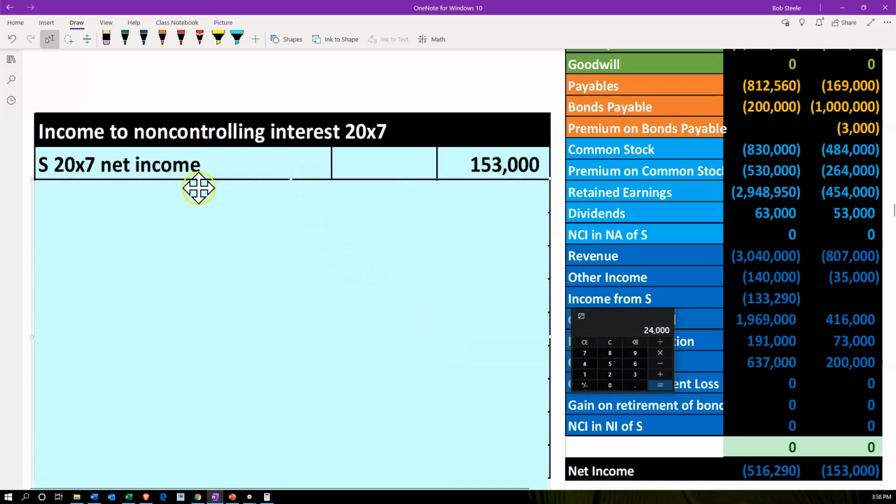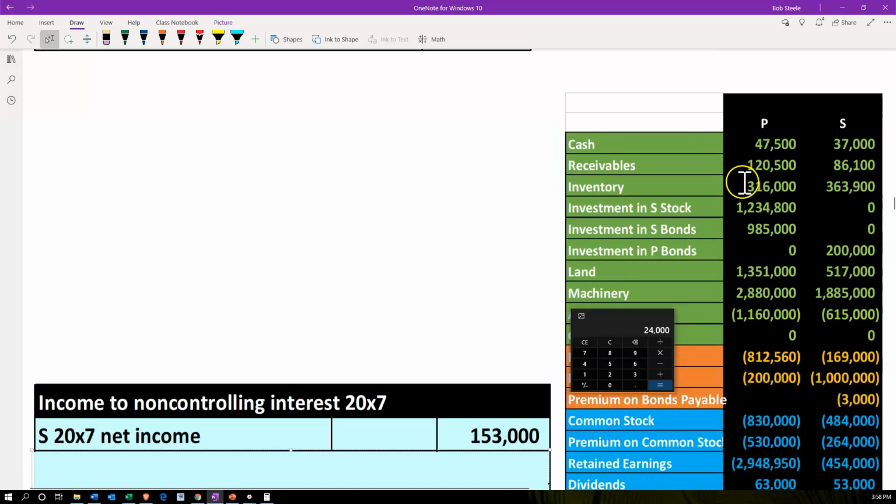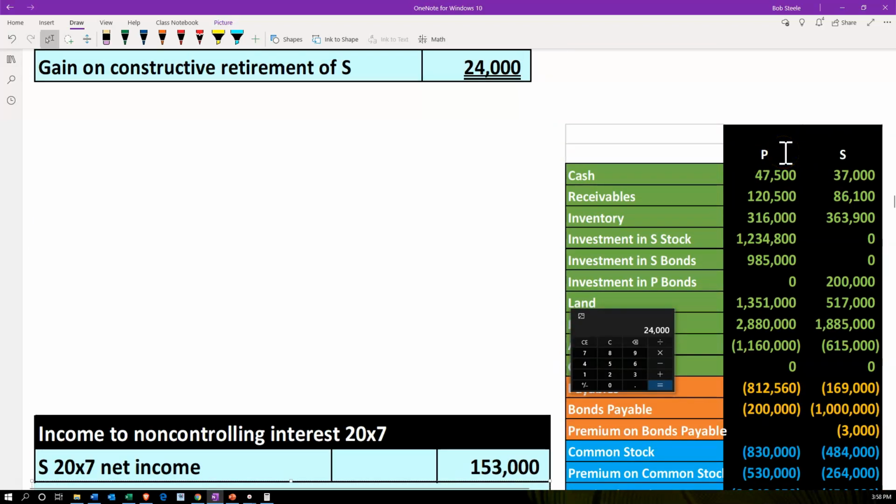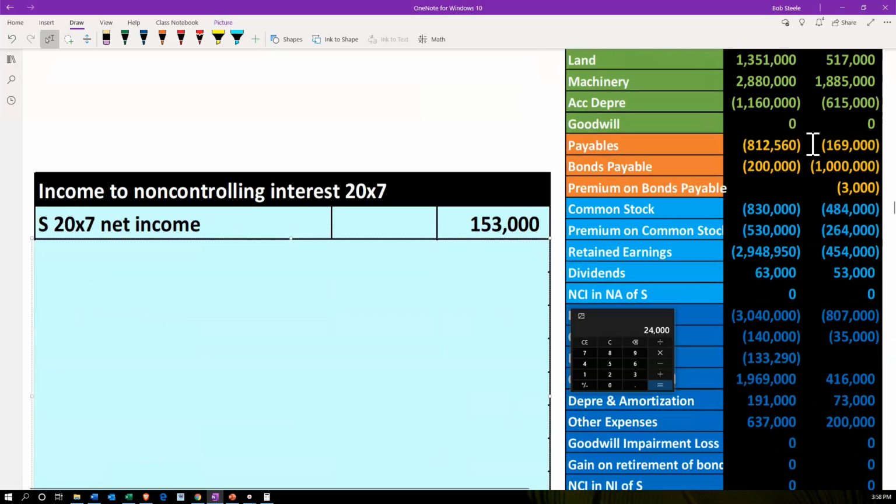So let's go forward here. We're going to say S 2000X7 net income. This is going to be from the books for P and S, the trial balance for P and S as of the year we're consolidating, that being 2000X7 in this case.